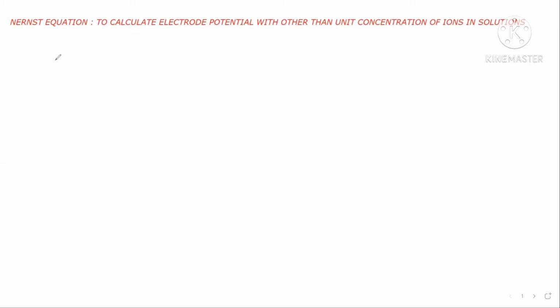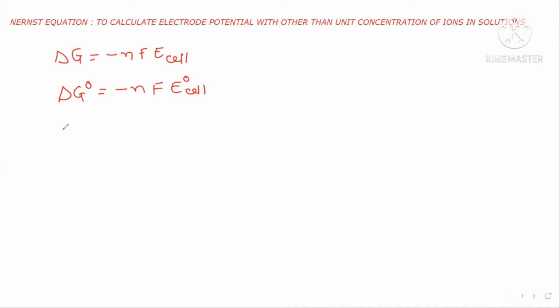That is, delta G is equal to minus nFE cell. This is the change in Gibbs free energy function, and the relation between the change in Gibbs free energy function and the EMF of the cell. So delta G naught, the standard Gibbs free energy function, is minus nFE naught cell. This is the standard Gibbs free energy function.